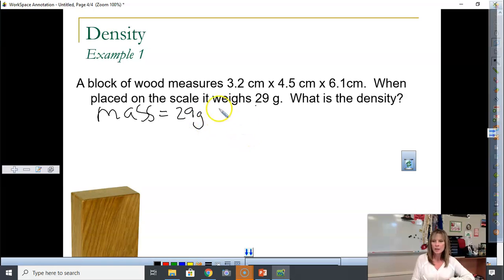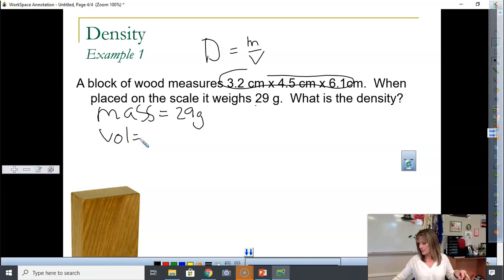Okay, so if we were going to calculate density, we've got to remember density is equal to mass divided by volume. So we have the mass, so what we need now is the volume. Well, these 3 things are going to be our volume. One of the ways that we can calculate volume is length times width times height. So in order to get the volume, I'm going to multiply those together. So I'm going to take out my calculator and we'll go 3.2 times 4.5 times 6.1 gives me 87.84.